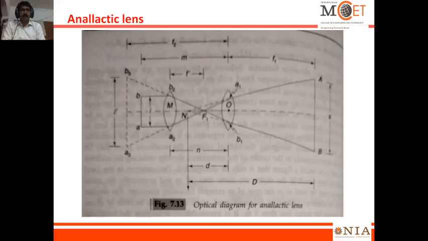So this is the manufacturing setup. Predominantly when the instrument is fitted with an anallactic lens, the constants become k is equal to 100 and c is equal to 0. So in the problem, if they mention this, you can take it for granted that the instrument is fitted with an anallactic lens, then you can assume k is equal to 100 and c is equal to 0.